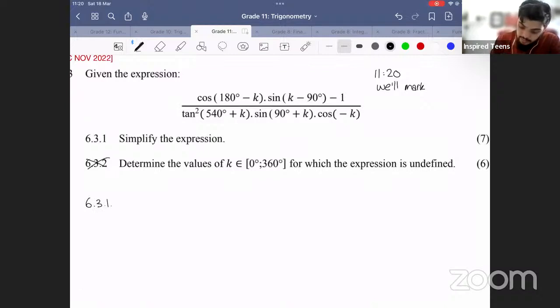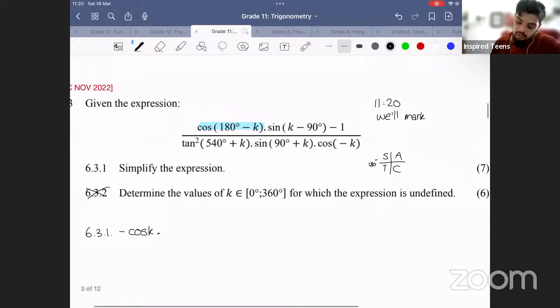So we start off with this guy, cos of 180 minus x. We have our little CAST diagram. 180 minus is in the second quadrant where cos is negative, so it becomes negative cos k, where k is our angle this time. Then we have sine of k minus 90. Now that's an issue. Why? Because we cannot have a negative reduction angle, so we have to change it.